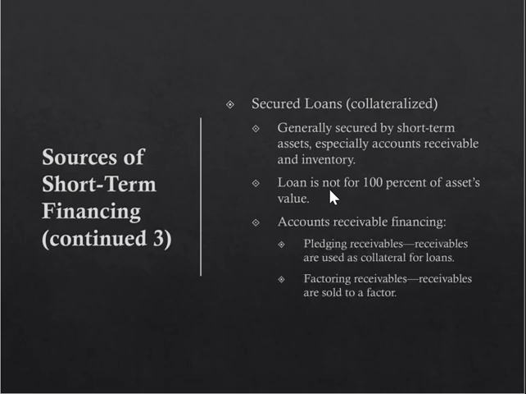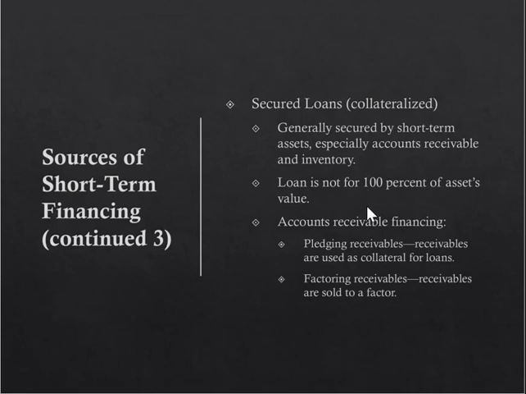You also have secured loans. Some of these are going to be inventory loans or accounts receivable loans. They're generally secured by short-term assets, especially accounts receivable and inventory. The loan is not for 100% of the asset's value. So if you have $100,000 of inventory, the bank may loan you 60% of that. And if you have $150,000 of accounts receivable, they may lend you 80% of that.